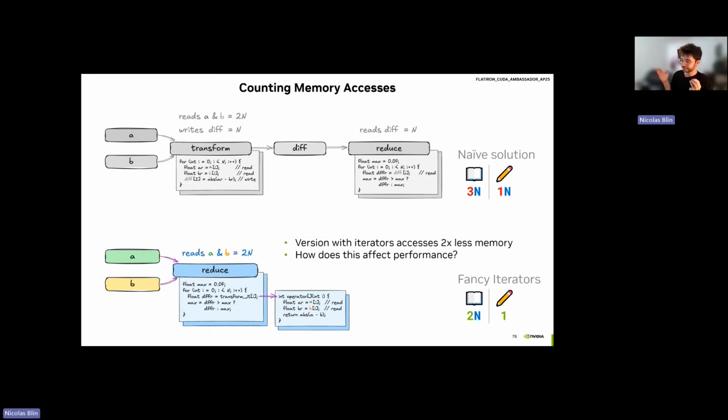And so let's say we had such fancy iterators to go down from 3n reads and 1 write to 2n reads and 1 write. How would that impact performance, considering we have much less memory traffic than usual, because we went down from 3n reads and 1 write to 2n reads and 1 write?